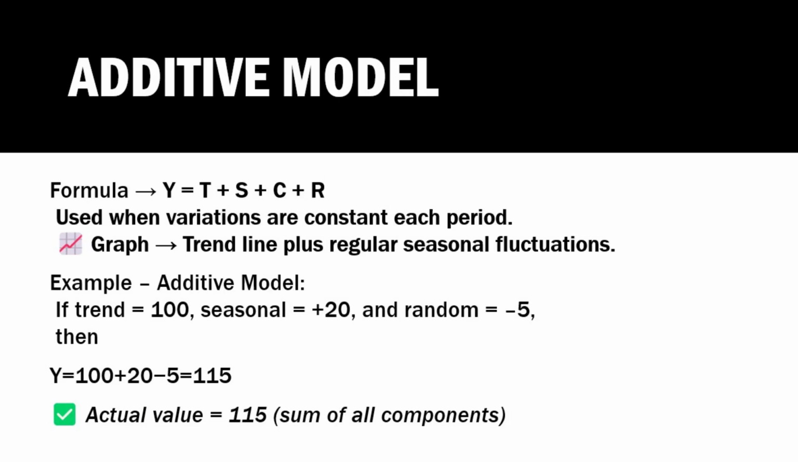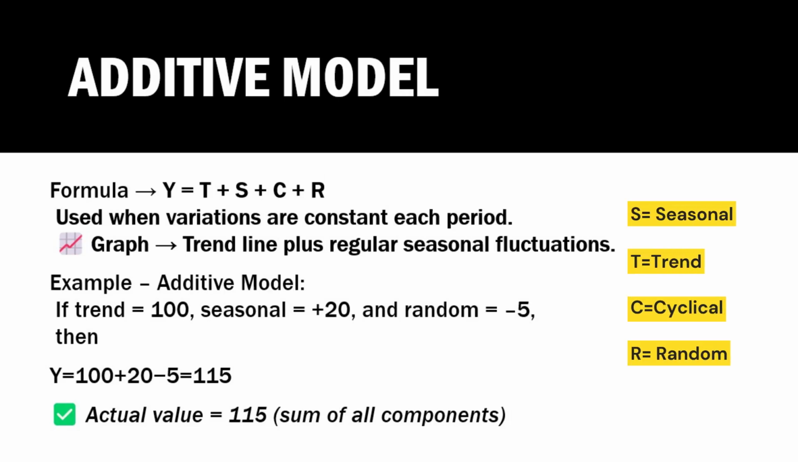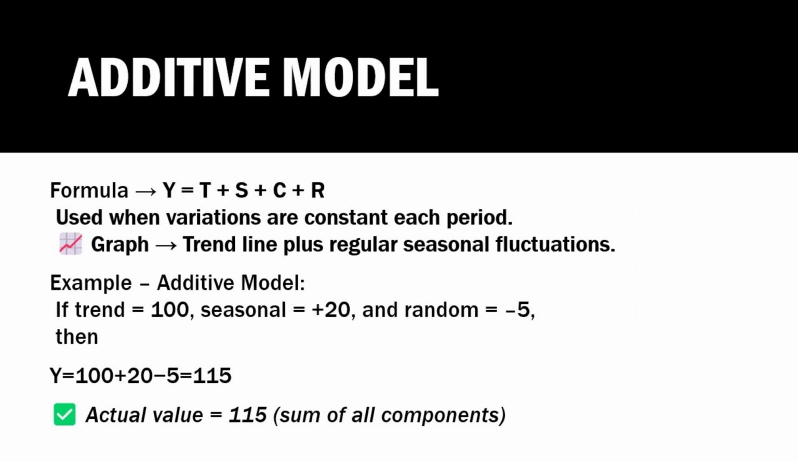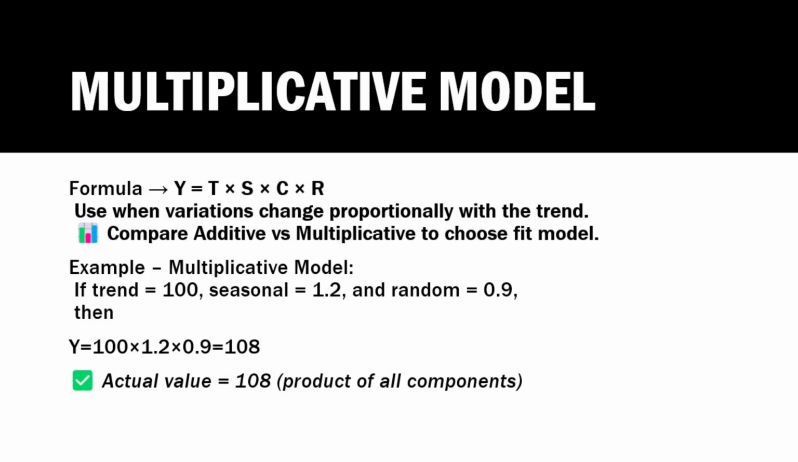Additive model. Used when variations are constant. Formula: y equals t plus s plus c plus r. Example: trend 100, seasonal plus 20, random -5, total 115. Here each component adds to the final value.